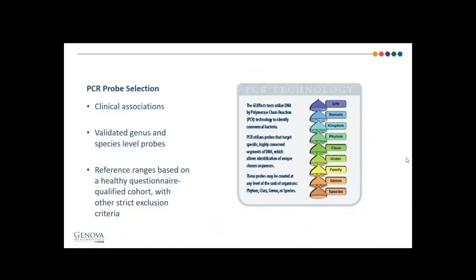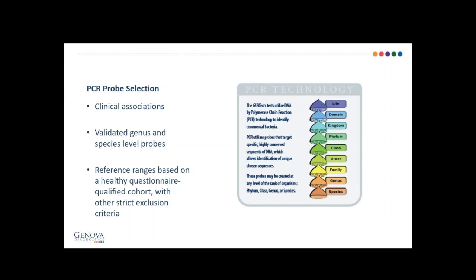Why did we choose these 24? Well, we started with the literature and started looking in there to see what organisms have any sort of clinical associations, so disease states. And then we gave that list to the lab, and whatever they were able to validate is what we ultimately ended up with.